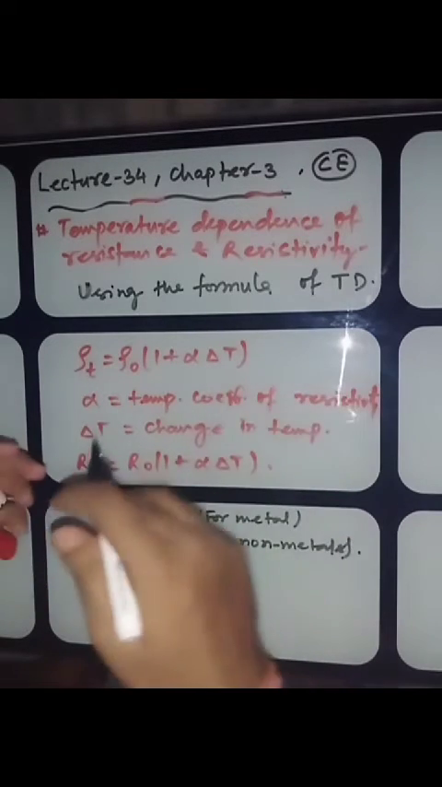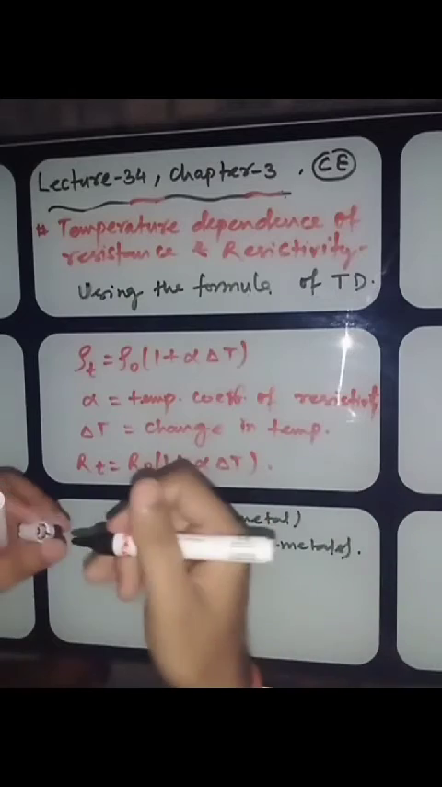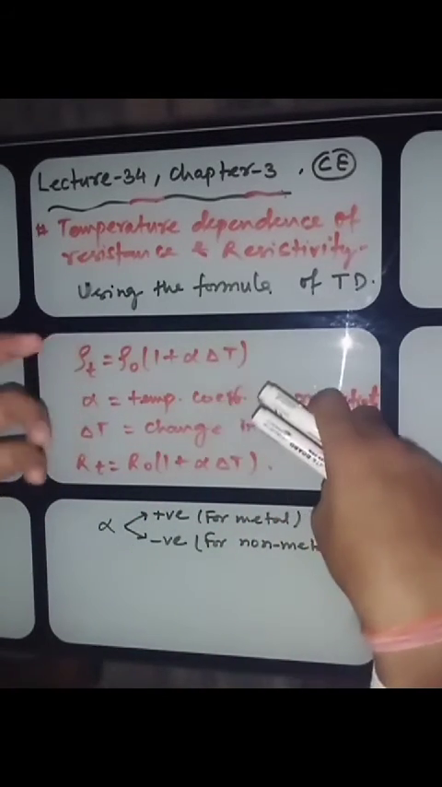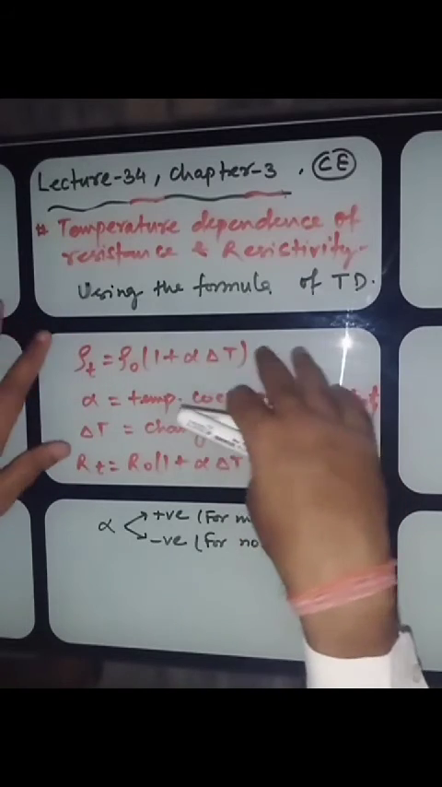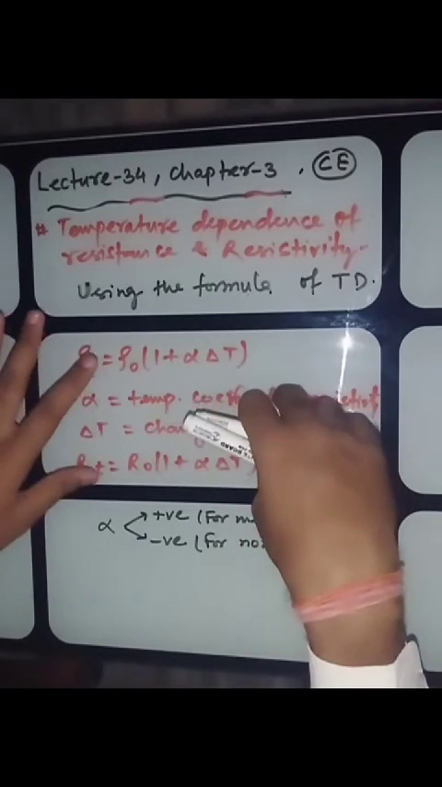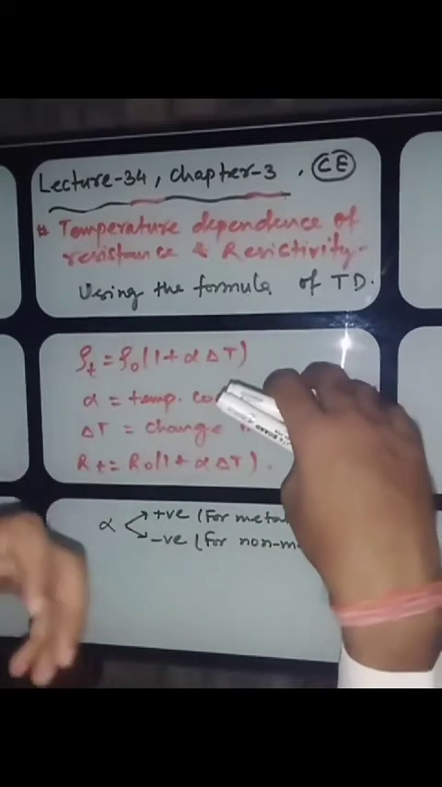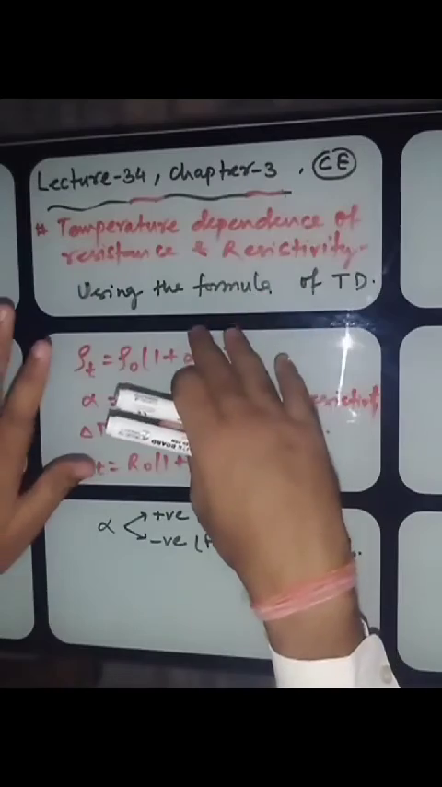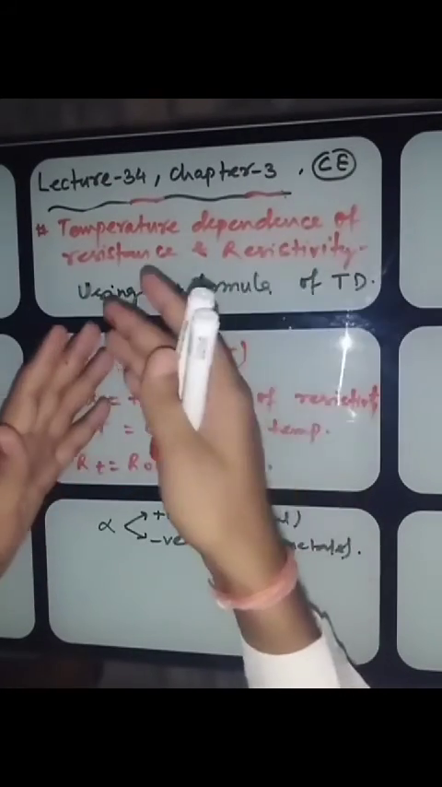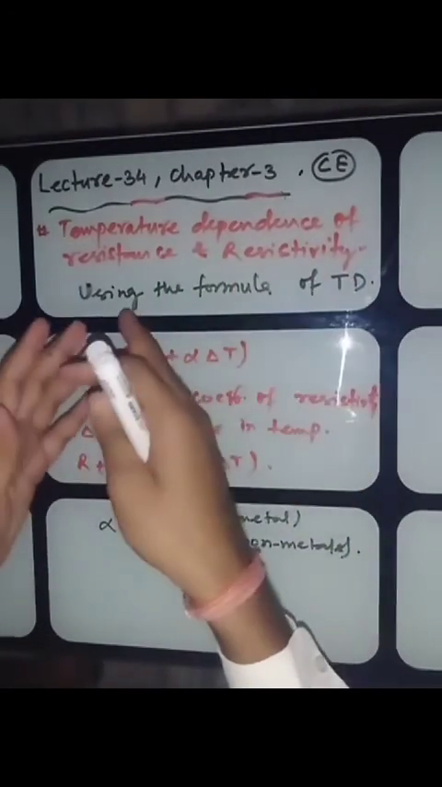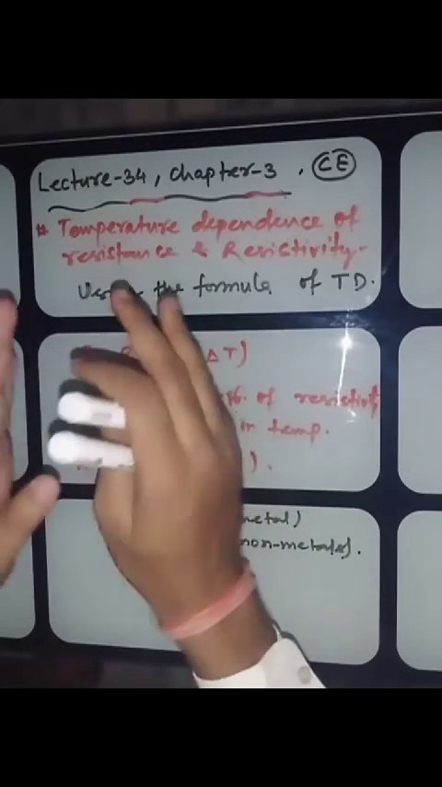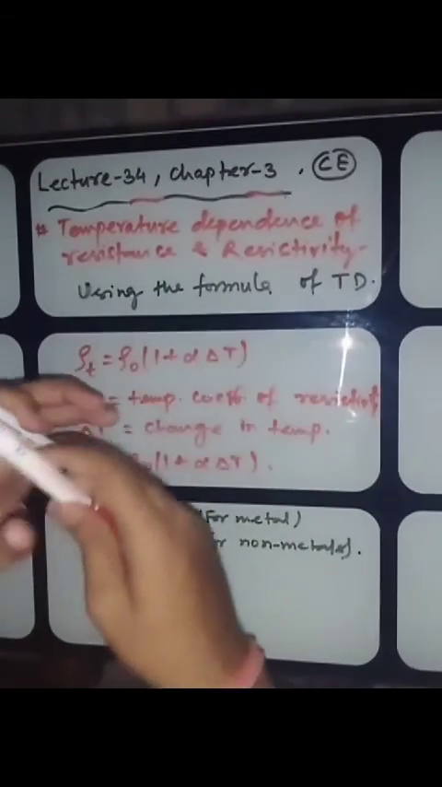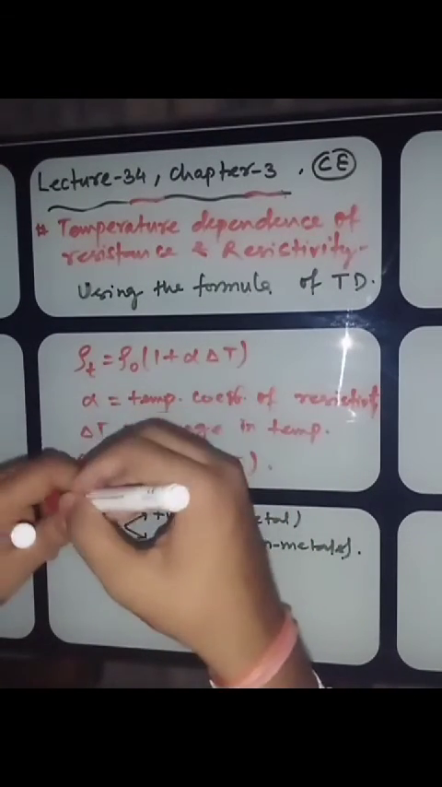Like carbon, you can say. Okay, so these are the formulas that represent the temperature dependency of resistance and resistivity, how the resistivity and resistance depend upon the temperature. Now using the graph we will try to show the variation of resistivity and resistance with the temperature for various materials that you have to study, because in board examination such type of question will be asked.